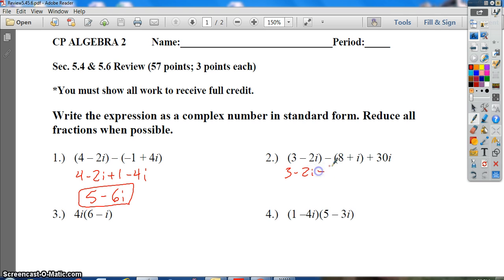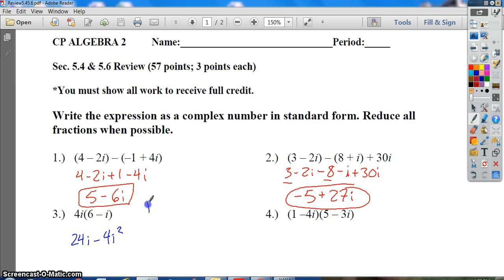So when I distribute this minus into parentheses, this is what I'm left with. I'm going to combine like terms. I'll get negative 5 and positive 27i when I combine all my i's. Again, standard form. 3 and 4i I'm finally multiplying. This would be 24i minus 4i squared. i squared equals negative 1, so this is actually positive 4 plus 24i. That's where you can stop.